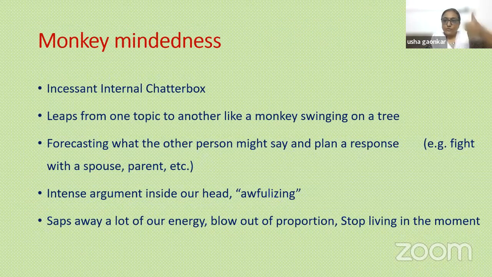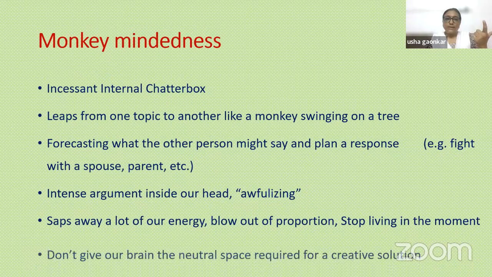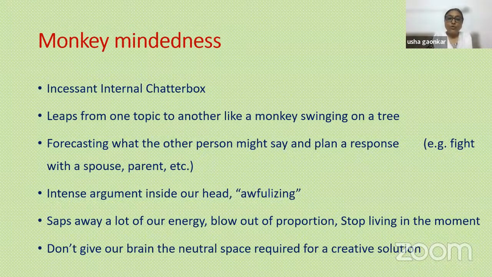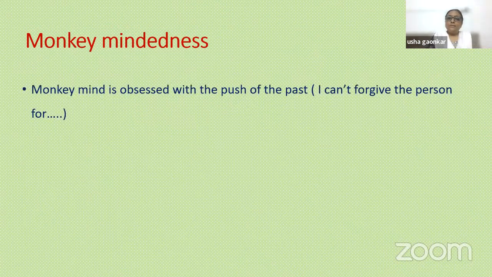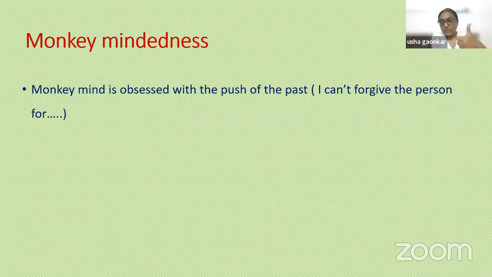All right, so we finished with thought blaming, and we finished with monkey-mindedness. In monkey-mindedness, we don't give our brain the space it requires for a creative solution. Since we are swinging from one branch to the other, there is no time in between to create a space for coming up with a solution. The monkey mind is obsessed with the push of the past. This is one characteristic trait of a monkey-minded personality: it lives in the past.